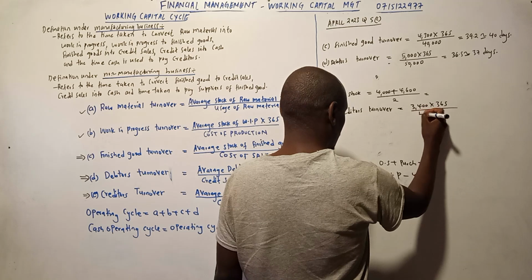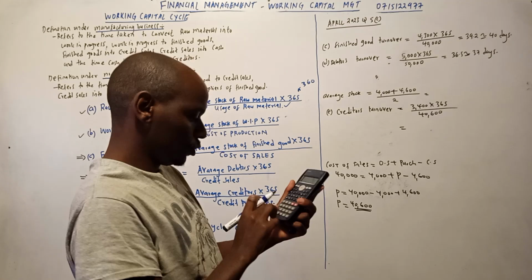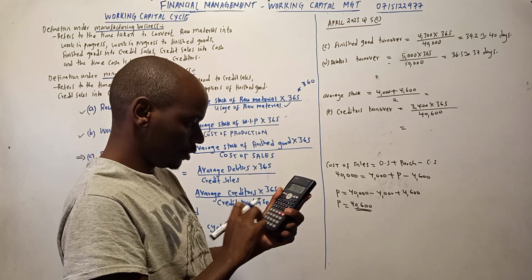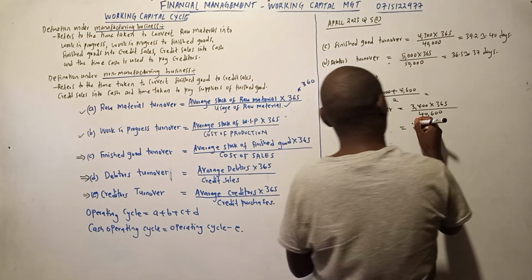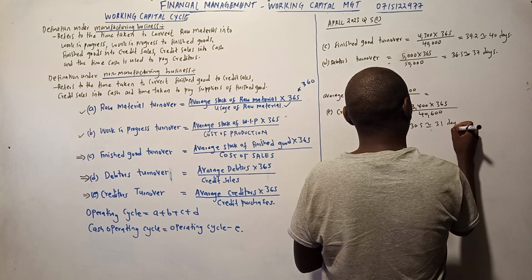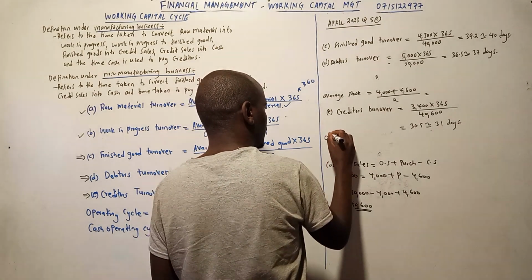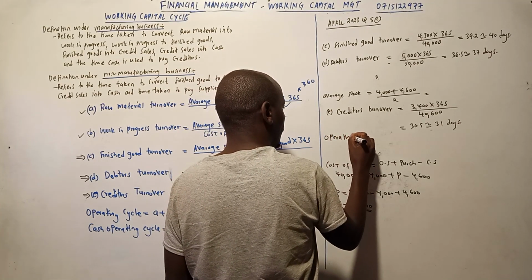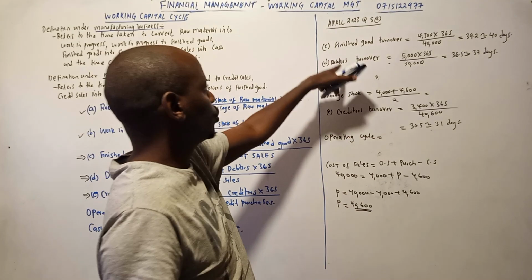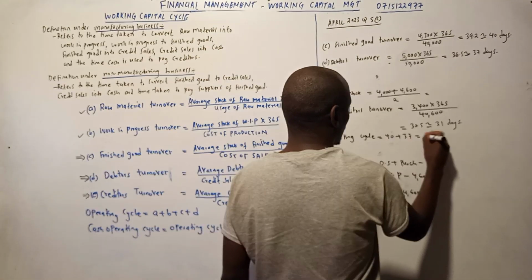So we put here 40,600. Let us find the number of days. So 3,400 times 365 divided by 40,600 is 30.5, which is approximately 31 days. So now we can find the operating cycle. The operating cycle is finished goods plus the others, so 40 plus 37, which is 77 days.